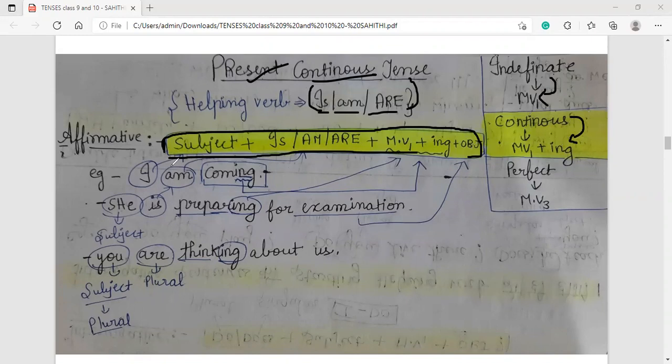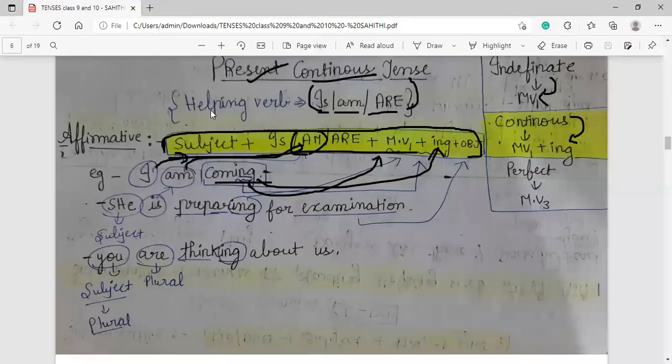Example, I am coming. I is what? The subject, right? Here you can see, among is or am or are, am is there, so am is the helping verb. Coming, what is it? Come is the main form of word, and on adding ing it becomes the continuous tense verb. Coming. There is no object. So I am coming. It's a present continuous tense.